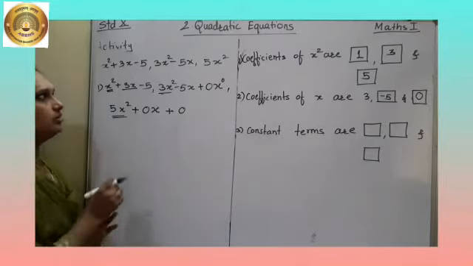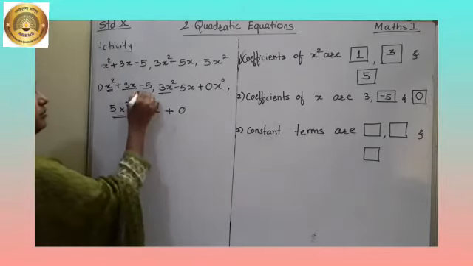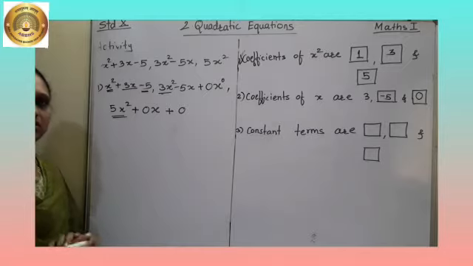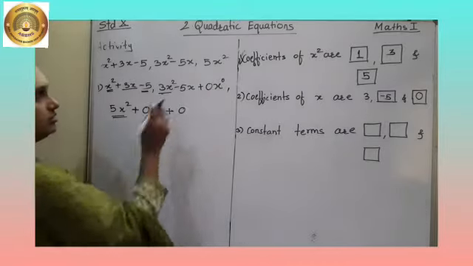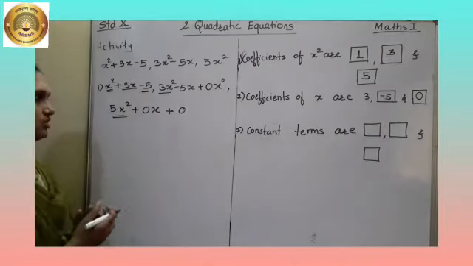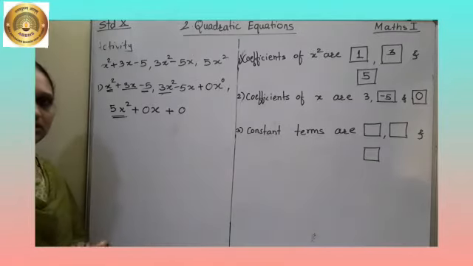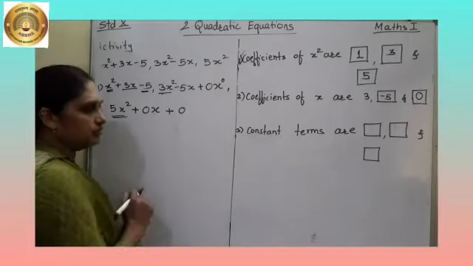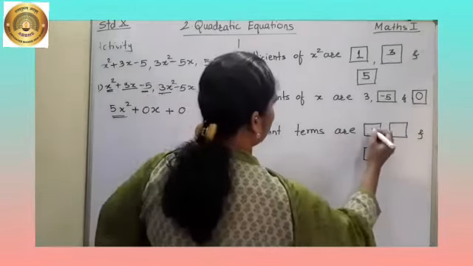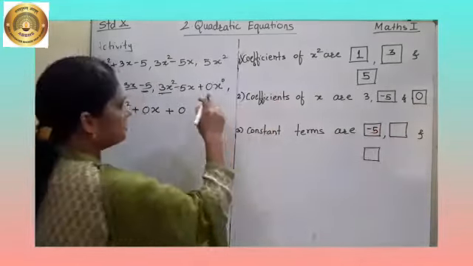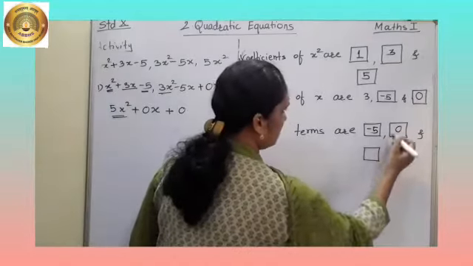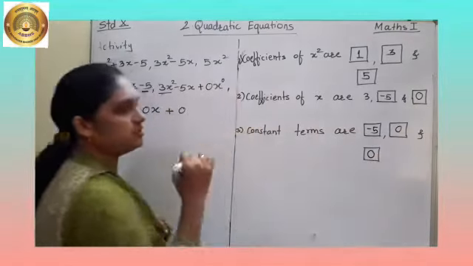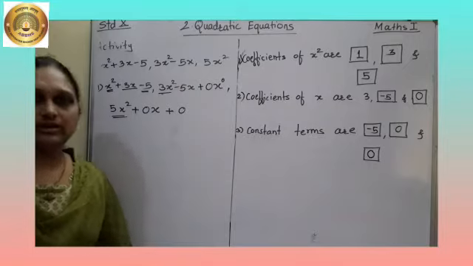Constant. So here in the first polynomial, minus 5 will be the constant term. Here 0 will be the constant term. And in the third polynomial, 0 is the constant term. So here we'll write, first is minus 5, in the second it is 0, and in the third also it is 0. So this is the second activity.